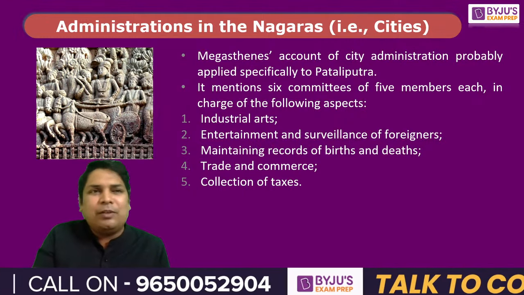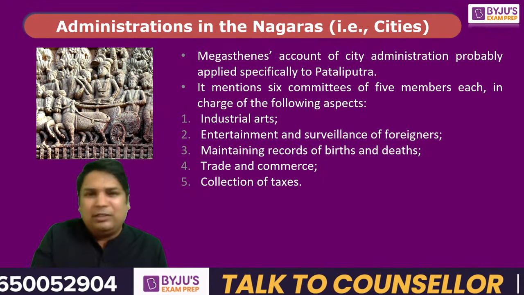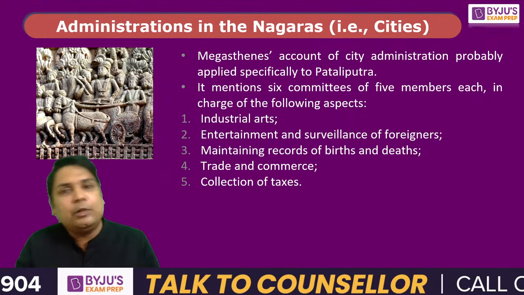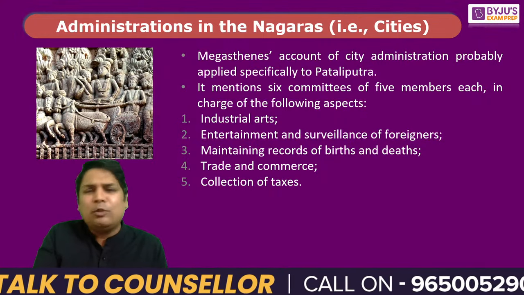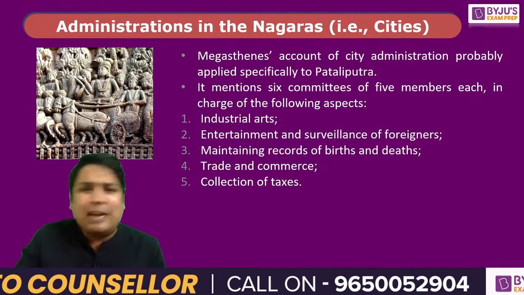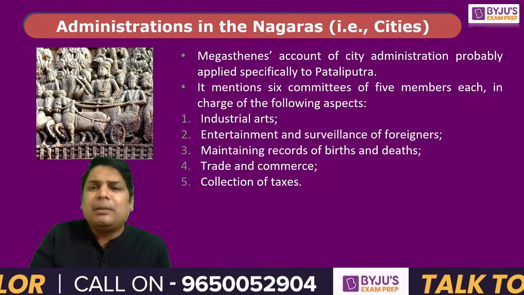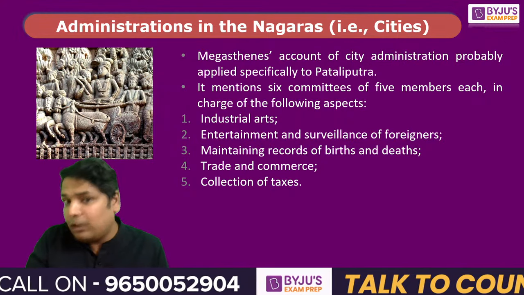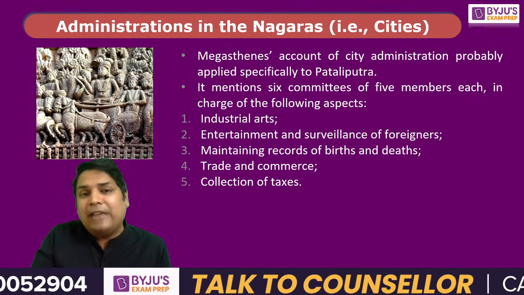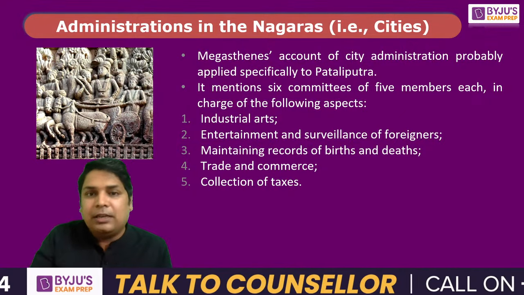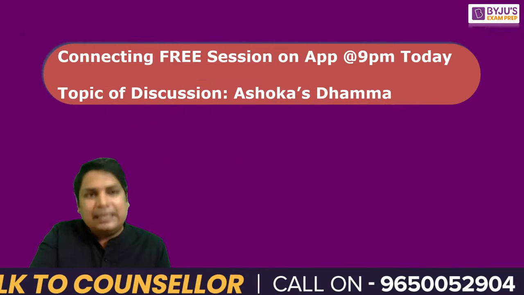So any type of profession like potter or weaving baskets or weaving clothes, etc., all of them fall under this. Industrial art also includes important things such as carpentry, iron smith, so on and so forth. Theek hai, to ye iske upar ek committee thi. Entertainment and surveillance of foreigners, ye ek committee thi. Maintenance of records of births and deaths, trade and commerce, collection of taxes, these were some of the important committees, right? So surveillance of foreigners and entertainment, these are actually two separate committees. Okay, so altogether six committees.